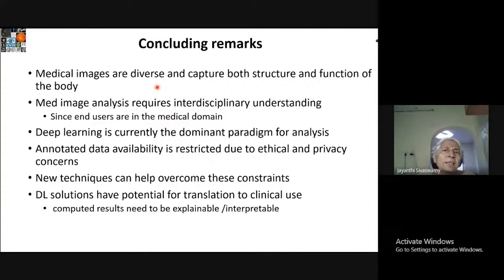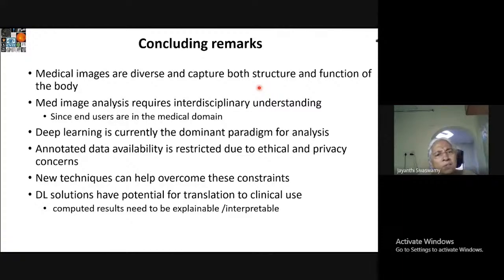And because they're diverse, they can capture both structure and the function of the body. And to do any computing or analysis, you need a little bit of interest in interdisciplinary work, meaning you need to understand that if you're dealing with pneumonia, it is of the lung and not just anywhere in the body, and so on and so forth. That is some common sense stuff, but there can be more advanced understanding also. So working closely with an expert is important because after all, end users are in the medical domain.